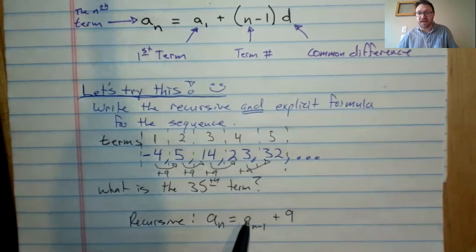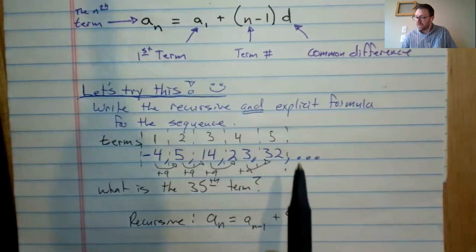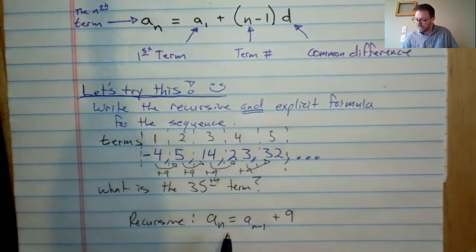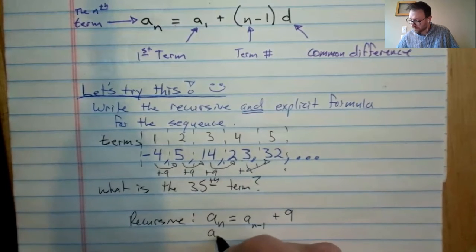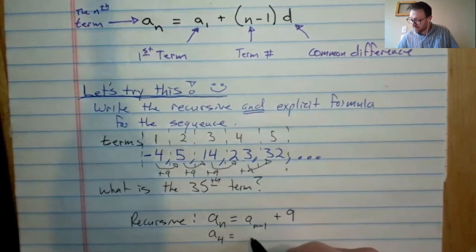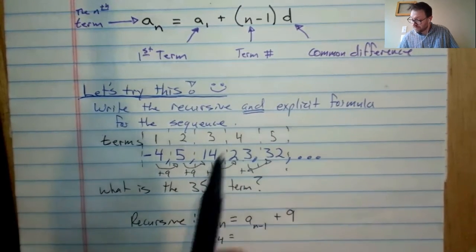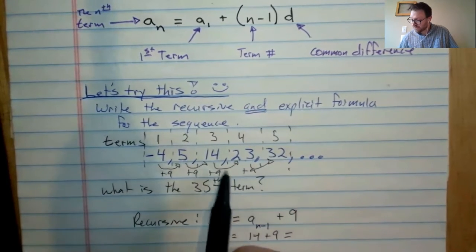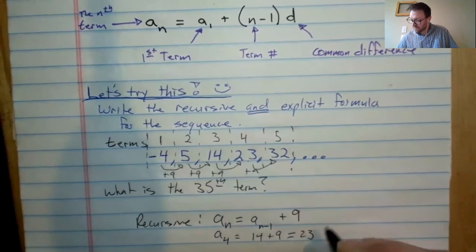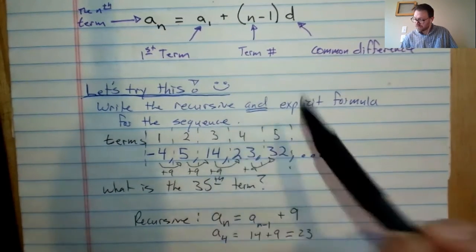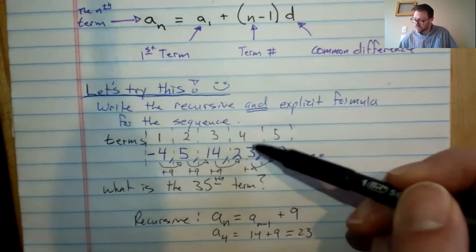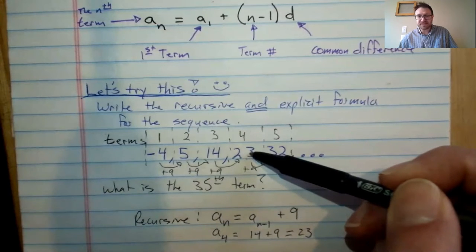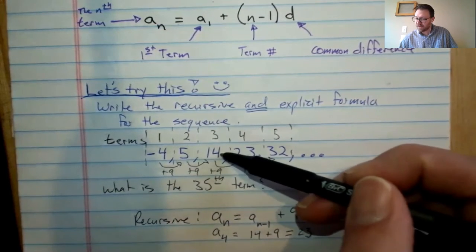But isn't that a little easy? Yes. Because all the recursive formula is doing is telling us how to go from one term to the next. So for example, for the fourth term, if I want a sub 4, I'm going to do a sub 3, which is 14, plus 9, which equals 23. And it shows me what a sub 4 is, which I already know. A sub 4 is 23. So all it's saying is take the number in front of it and add 9.